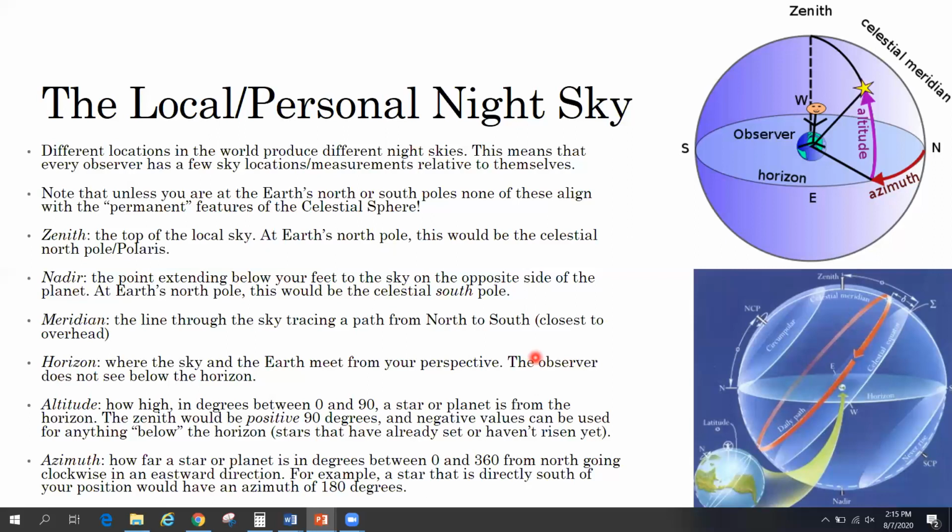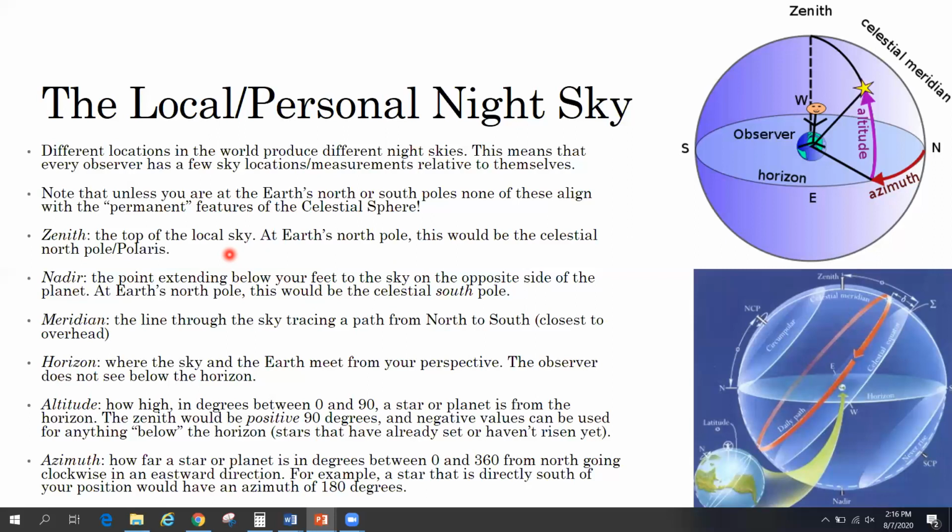Like if you imagined a line going through your feet, straight through the center of the planet, out the other side, to the celestial, or I was going to say to the celestial South Pole. That's only true if you're at Earth's North Pole. Anyway, it goes straight into the sky. That would be your nadir. And similar to how zenith generally means the high point of something, nadir means the low point of something too.